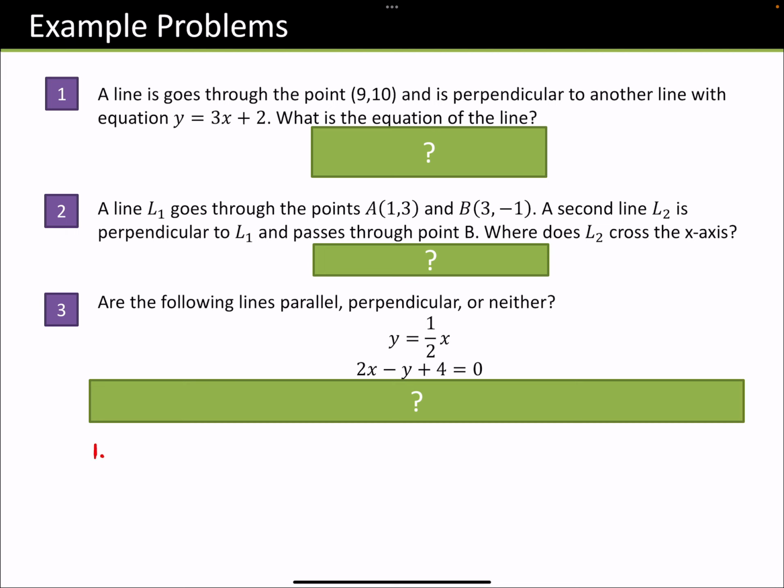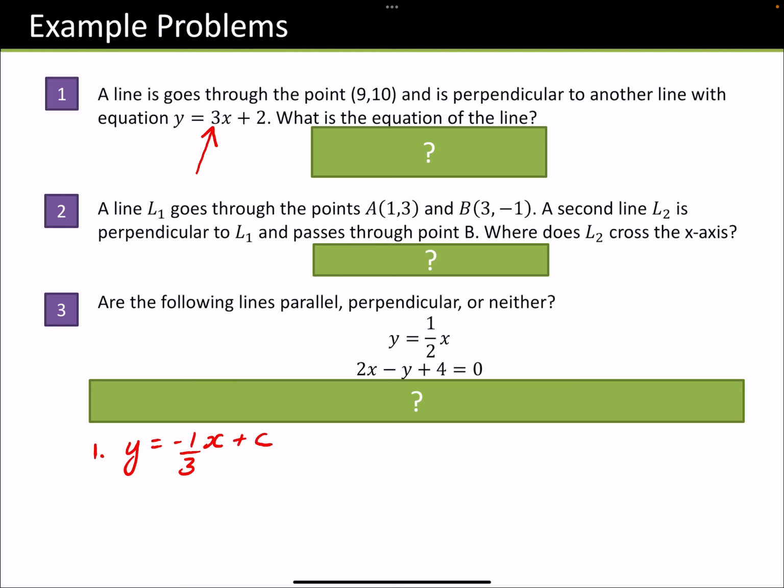A line goes through the point 9, 10 and is perpendicular to another line with that equation. What is the equation of the other line? Well, the gradient of this line is 3, and we want the gradient which is perpendicular to it. So I know that my gradient is minus 1 over 3. So we can start with y equals minus 1 over 3x plus something.